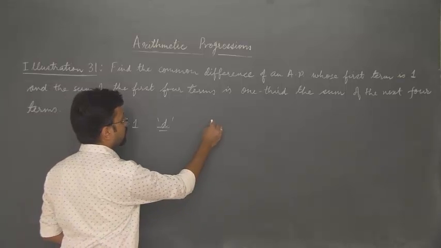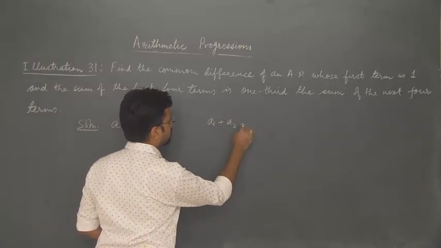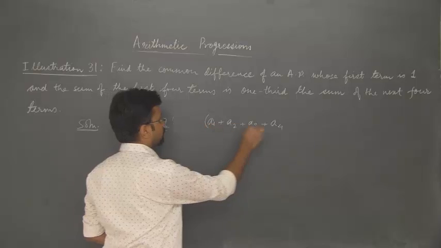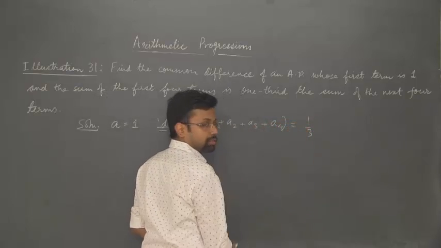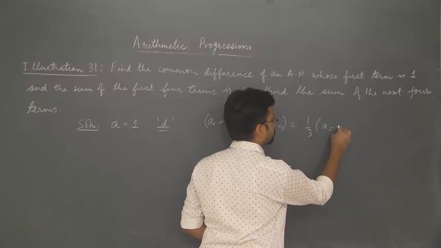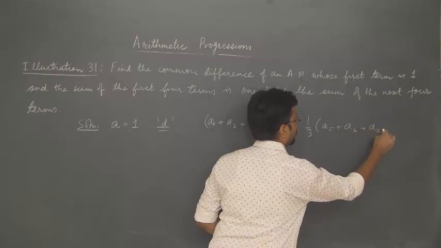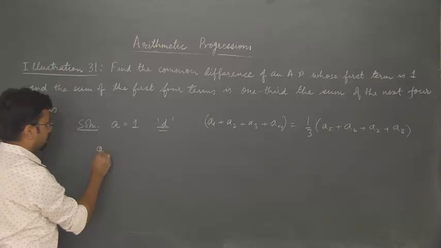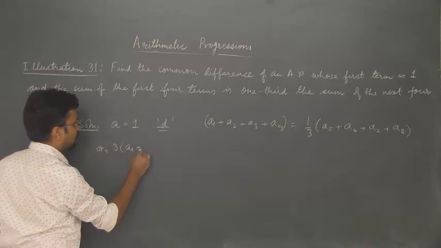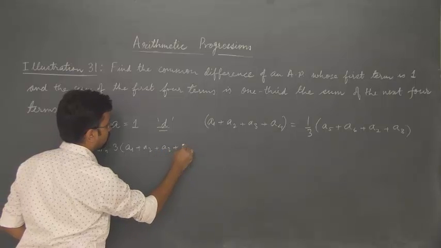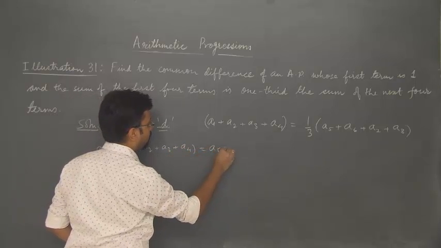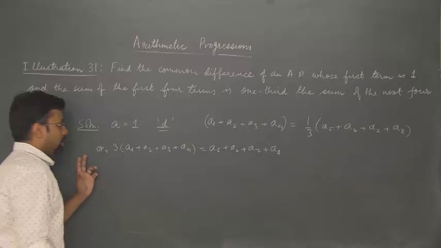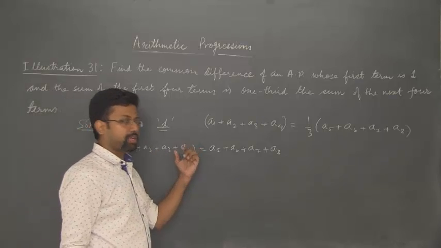And what is given? It's given that a1 plus a2 plus a3 plus a4, that's the sum of the first 4 terms, is equal to 1/3 the sum of the next 4 terms. What would the next 4 terms be? A5, A6, A7 and A8, right? Now we take the 3 to the other side. What do we get? 3 times A1 plus A2 plus A3 plus A4 is equal to A5 plus A6 plus A7 plus A8. We can add A1 plus A2 plus A3 plus A4 on both sides, right?